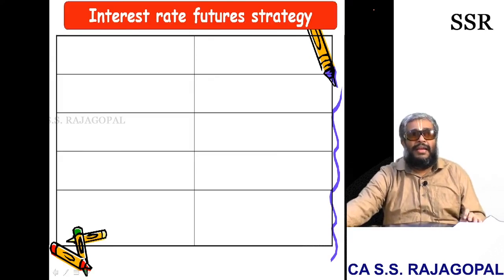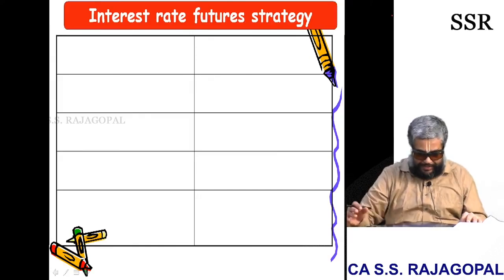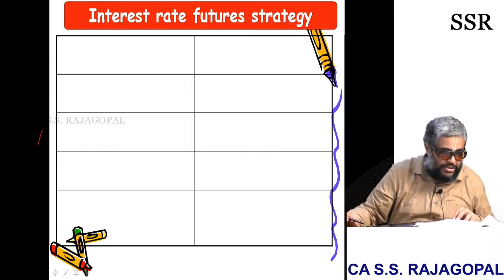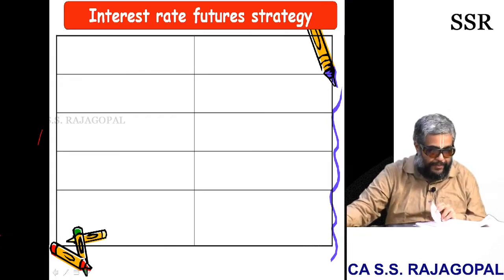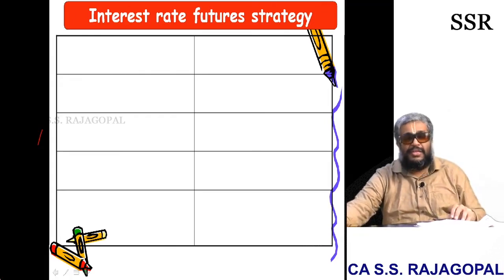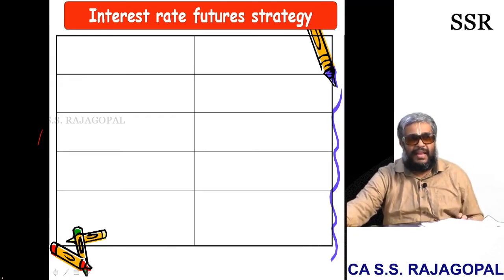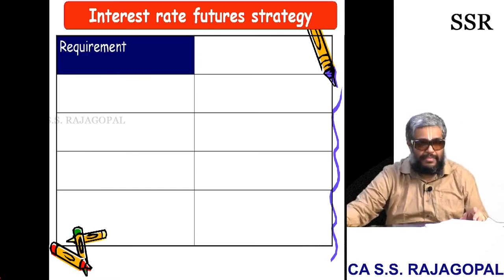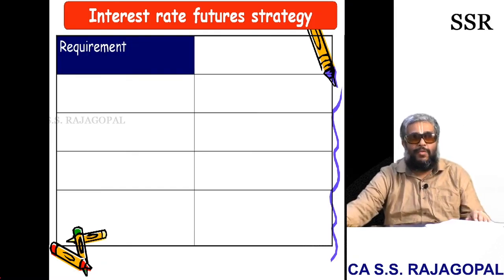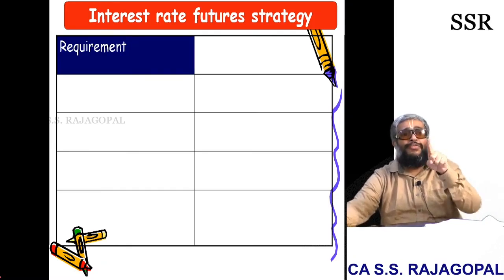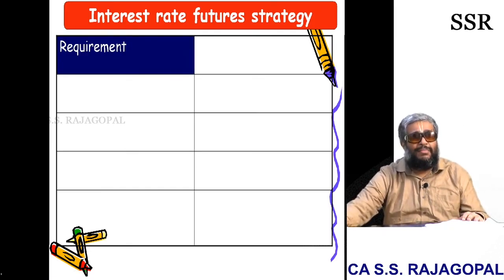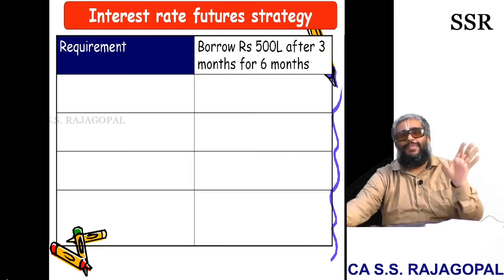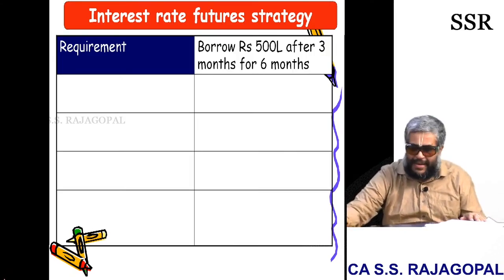Step 1, interest rate futures strategy. Underline that. Same pattern here. Write one by one. Requirement: I have to borrow after 3 months or 6 months, some lakhs, 500 lakhs. Yes or no? Write down. Borrow rupees 500 lakhs.